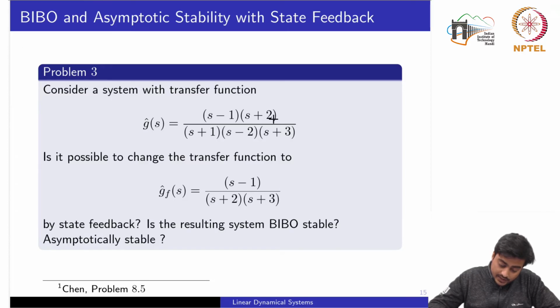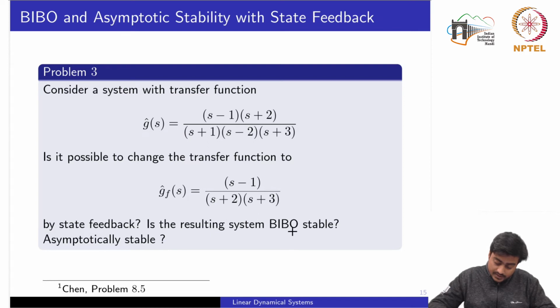But here you would notice readily that one of the zeros, located at -2, is not available in the closed loop transfer function. This aspect we said we would discuss next week when we discuss more about observability. First of all, we'll deal with whether we can change this transfer function to the other one by using state feedback. We also need to comment on the stability of the resulting system in terms of BIBO stability and asymptotic stability.